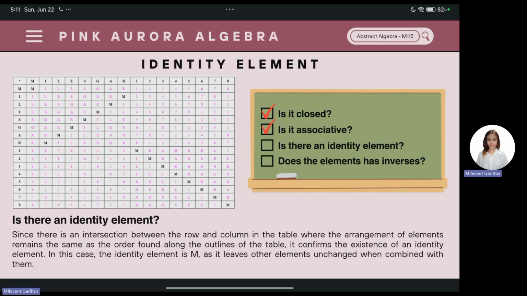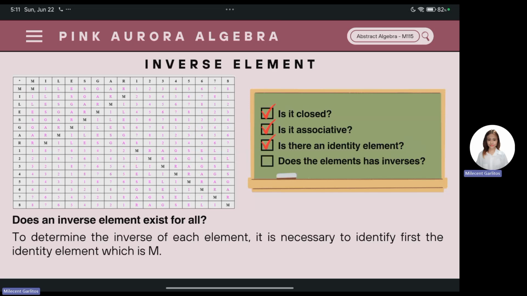So, is there an identity element? So, since there is an intersection between the row and column in the table where the arrangement of elements remains the same as the order found along the outlines of the table, it confirms the existence of an identity element. In this case, the identity element is M, as it leaves other elements unchanged when combined with them. So, as you can see from the pictures, the bold M letters are the identity element in each element. So, is there an identity element? Yes, there is an identity element.